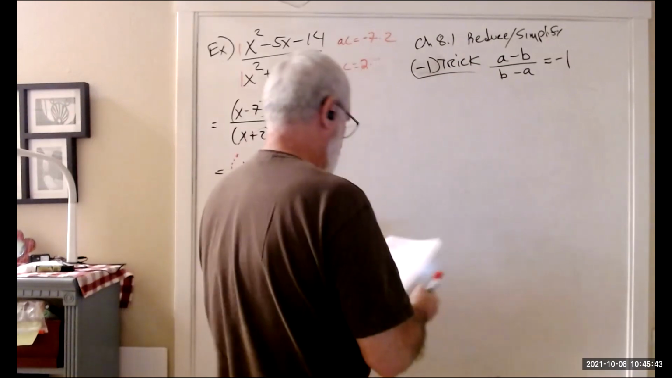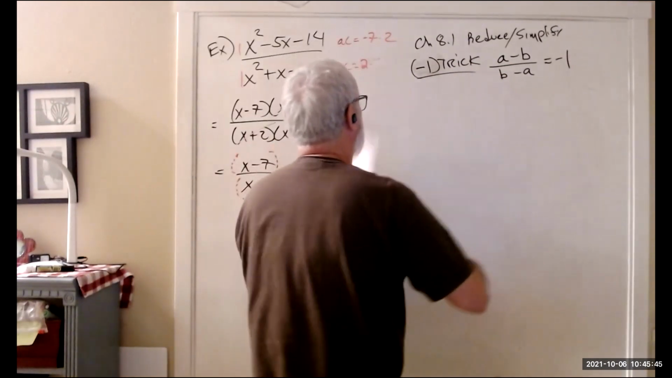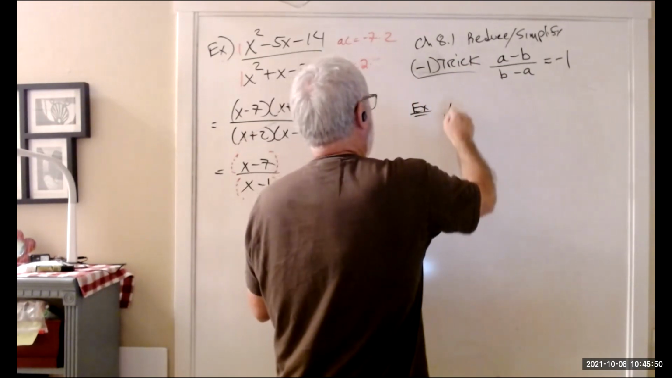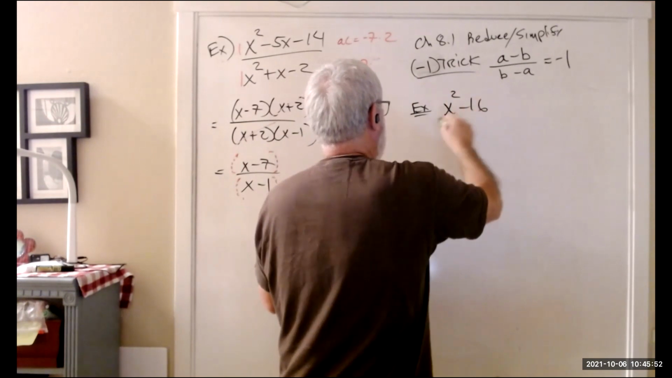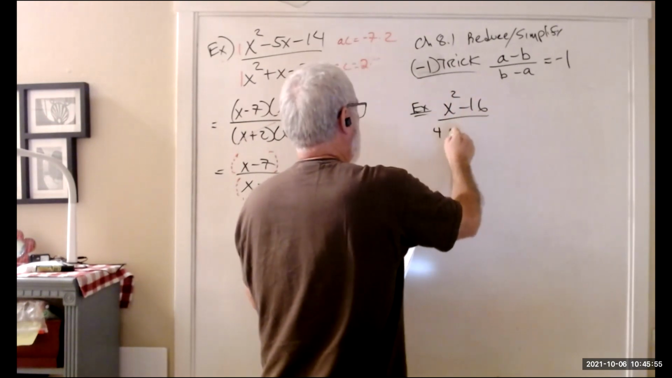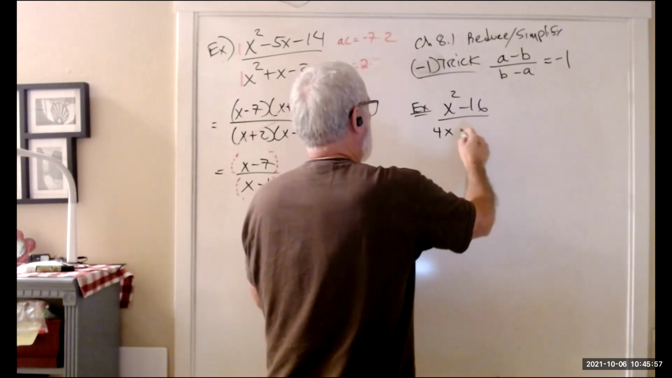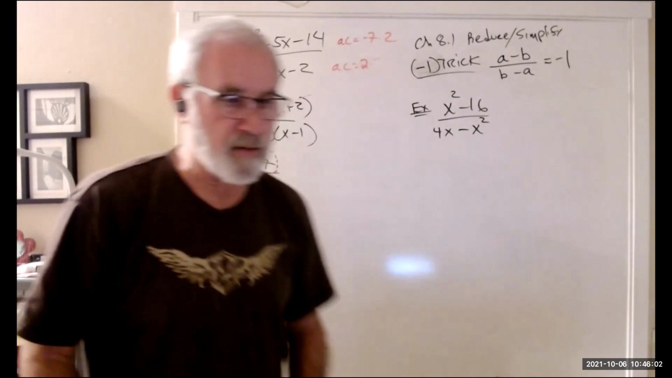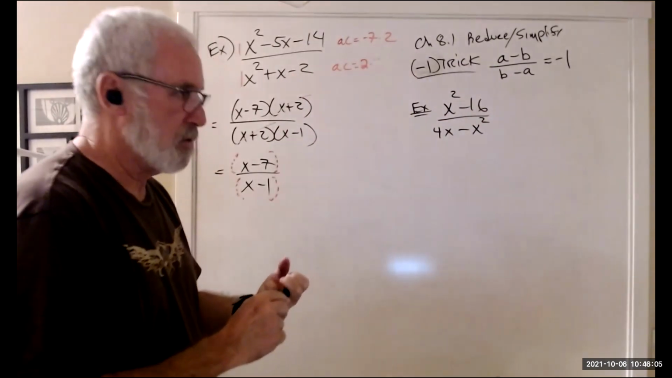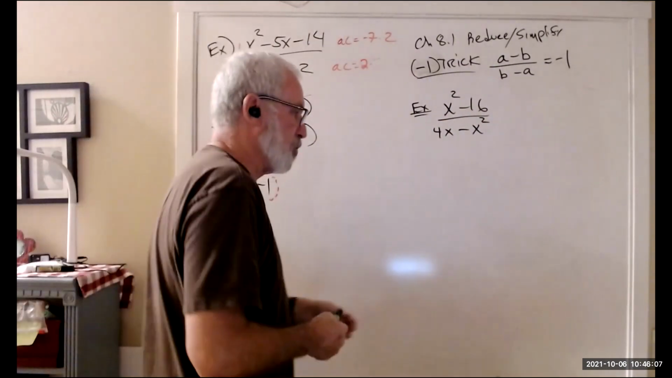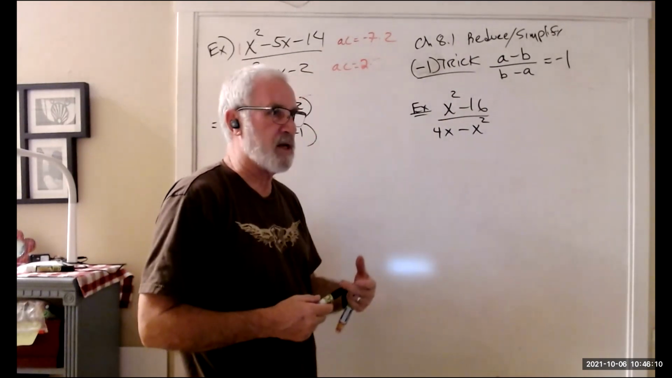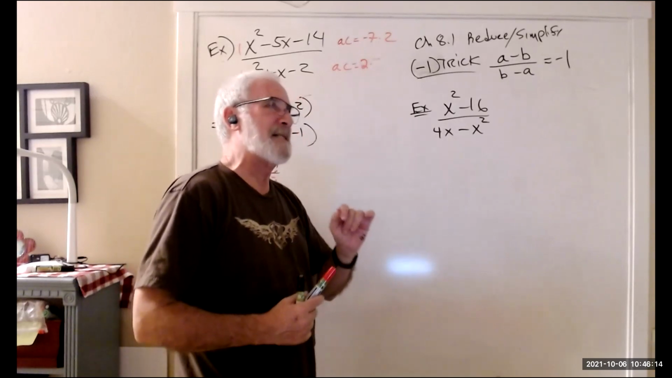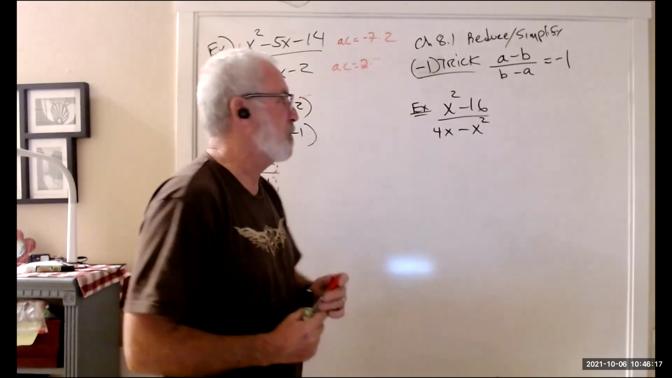Okay, so let's take this example: x squared minus 16 over 4x minus x squared. I'm going to do it right now and show you, and I'm really hoping you're paying attention and asking questions, because there's a lot of leeway in here. There's no one right way to do this.